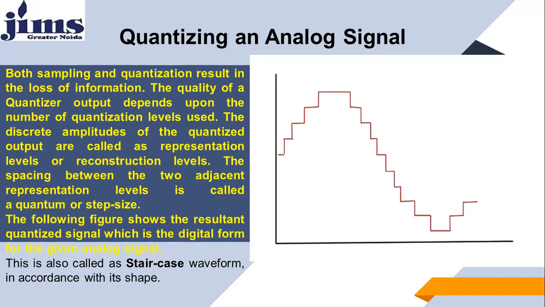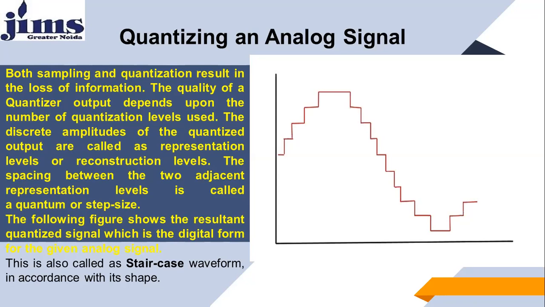The discrete amplitudes of the quantized output are called representation levels or reconstruction levels. The spacing between two adjacent representation levels is called a quantum or step size. So what is the step size? The step size is the voltage between two levels, two consecutive levels, right?